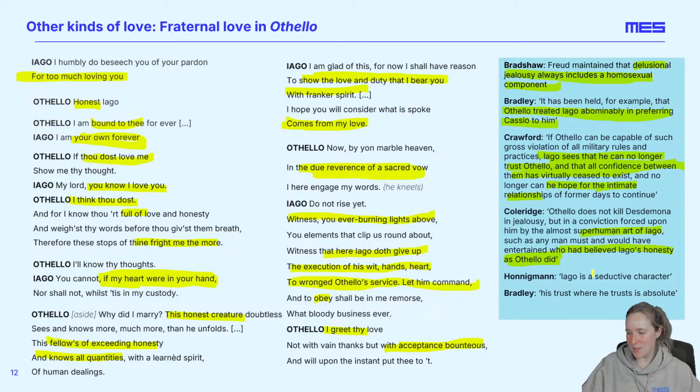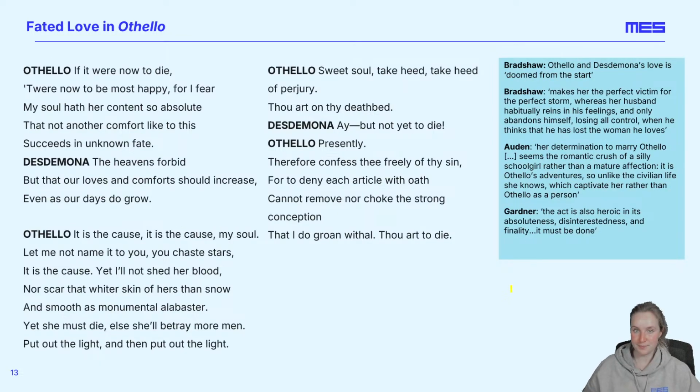Honigman says that Iago is a seductive character, so he essentially seduces Othello with his language, with his love, etc., and pulls him away from his wife. Bradley says his trust where he trusts is absolute. So essentially, he trusts Iago and loves Iago more than he loves Desdemona.